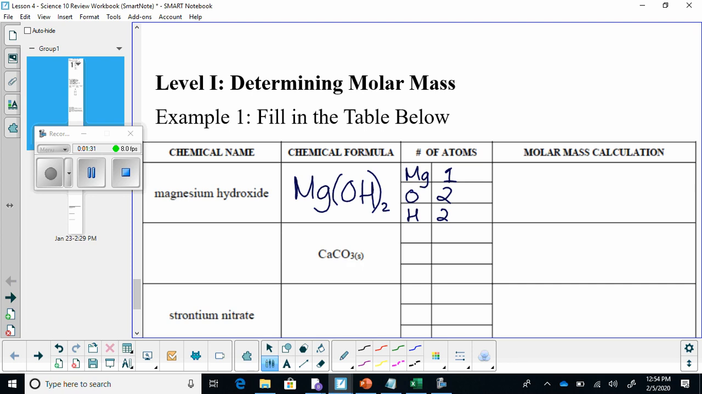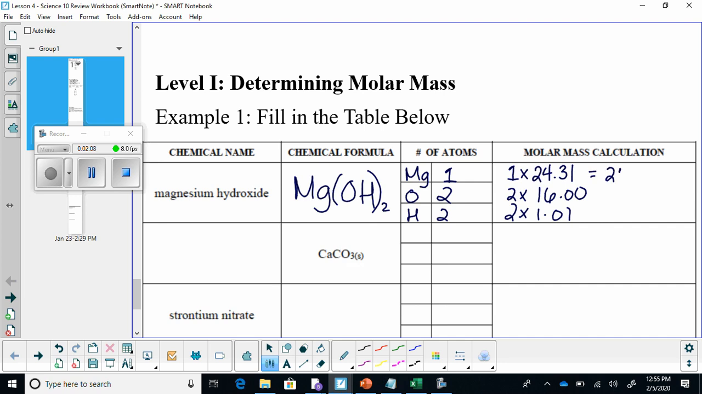Magnesium has a molar mass or an atomic mass of 24.31. So you're going to multiply that: 1 atom of magnesium multiplied by its atomic mass, which is 24.31. Oxygen, I have 2 atoms. I am going to multiply that by 16. And hydrogen, I have 2 atoms. Multiply that by an atomic mass of 1.01. Now, we are going to total this up.